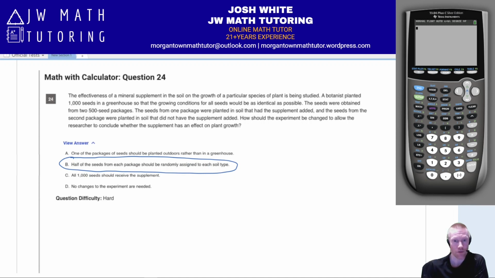essentially half the seeds from one package in one soil type, half the seeds from the other in the other soil type, and then that would tell you how the supplement that was added to the soil would actually affect the growth. In other words, they need to be differentiated in some manner in order to determine how that factor of the supplement, being in the soil, would affect the growth. So the correct answer is going to be letter B.